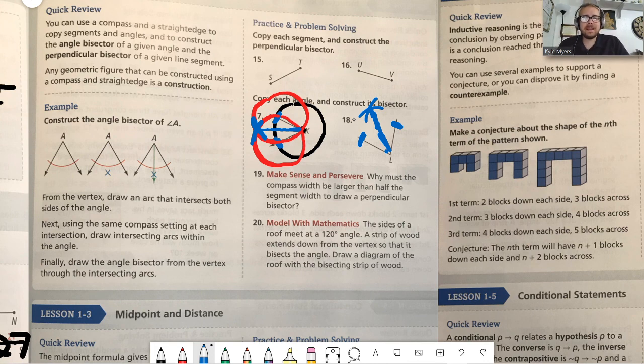Number 19, make sense and persevere. Persevere, goodness gracious. All right, why must the compass width be larger than half the segment width to draw a perpendicular bisector?